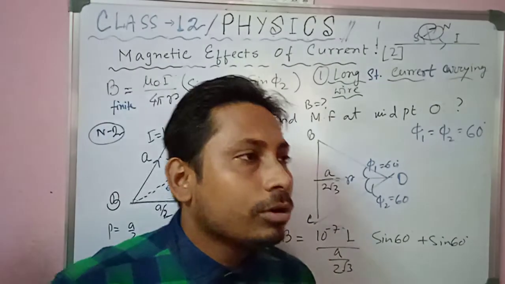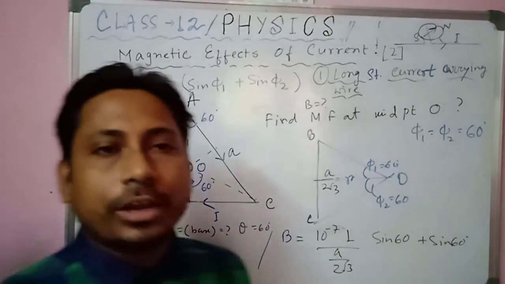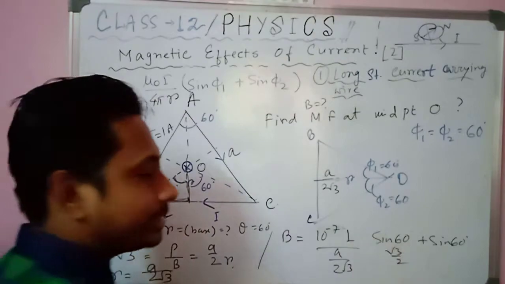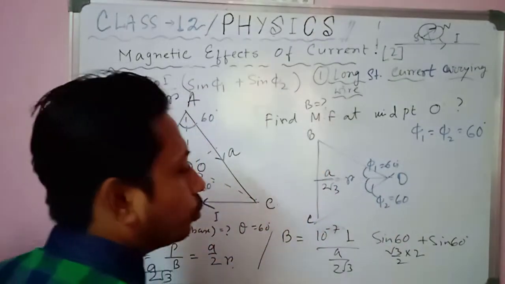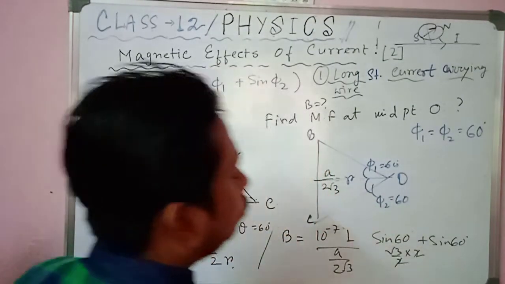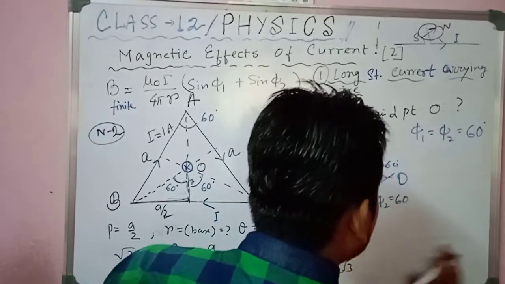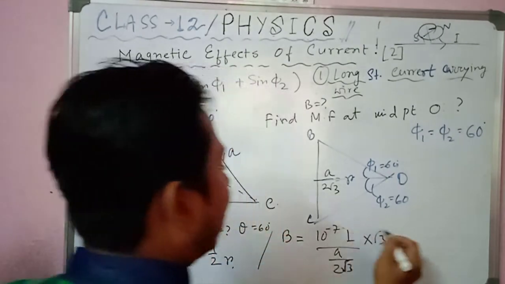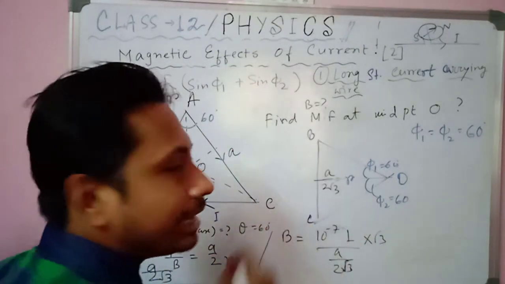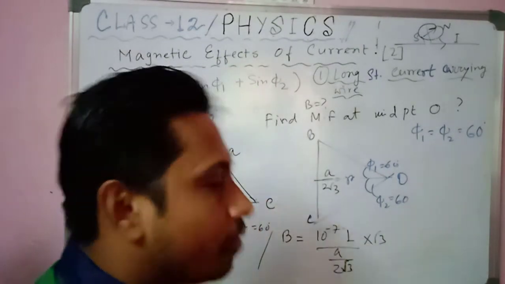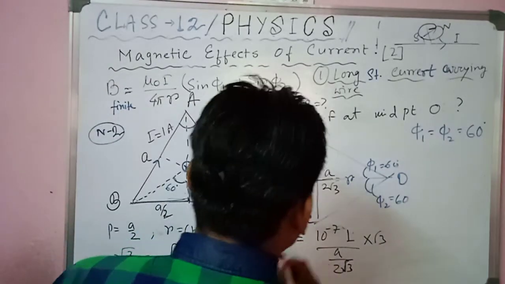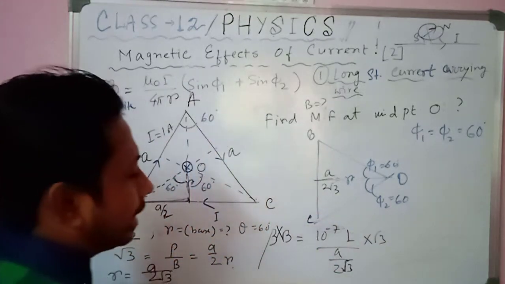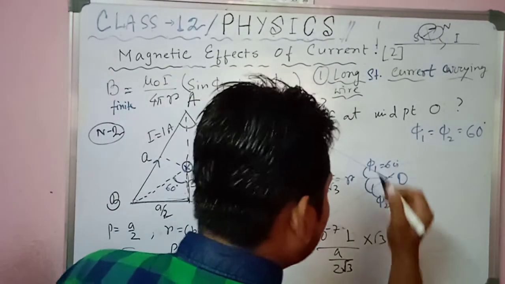The value of sin 60? Sin 60 is root 3 by 2. So there is 2 times root 3 by 2, that is 2 into root 3 by 2. The 2s cancel out, so only root 3. So that portion you can write as only root 3. And students, see, this is for a single wire. In the triangle there are 3 wires, so you must multiply it by 3 to get the net magnetic field.